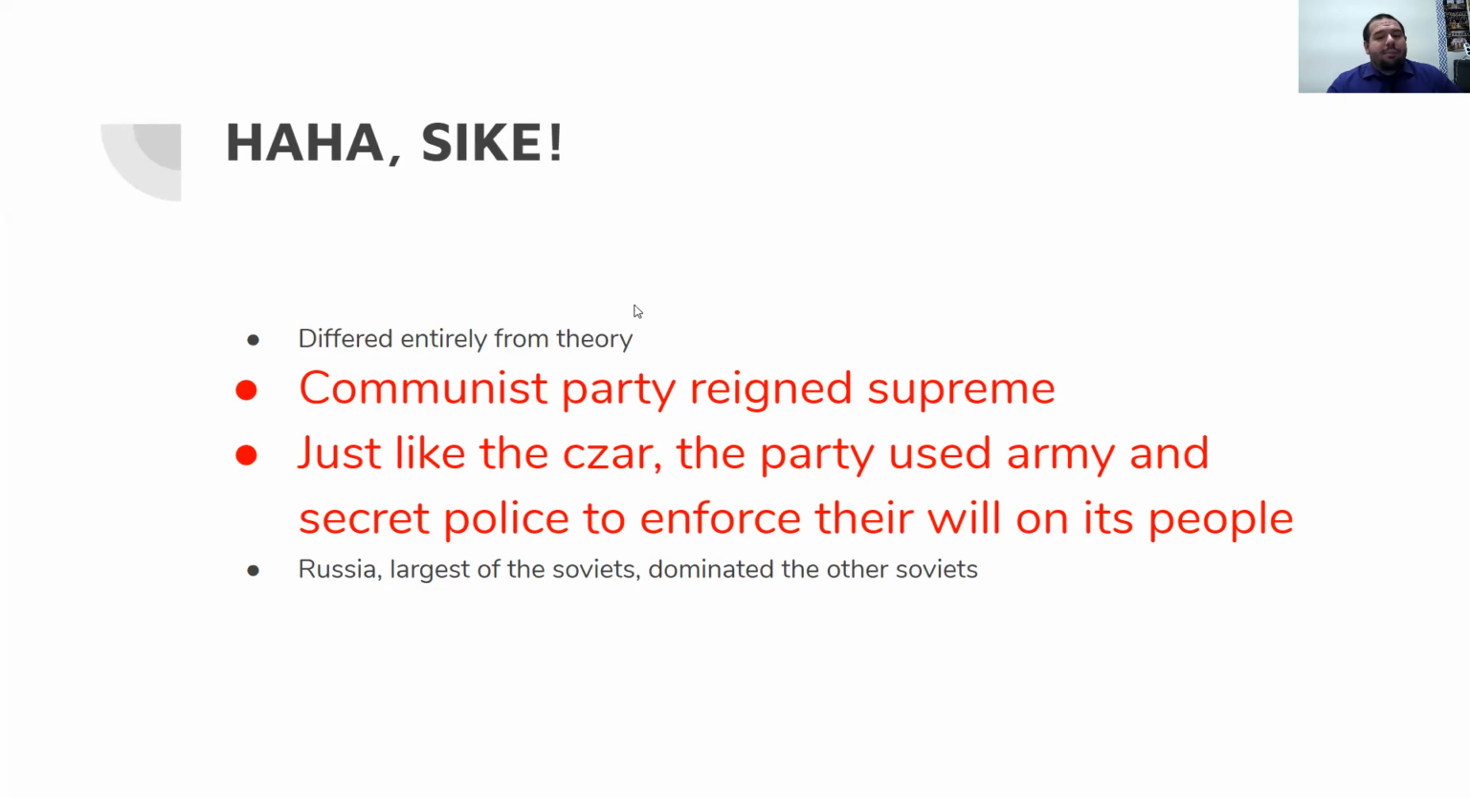because it differed entirely from theory. The Communist Party reigned supreme, not the workers. And just like the Tsar, the party used the army and secret police to enforce their will upon its people, and it was not a communal utopian society of socialism, communism, whatever you want to call it.